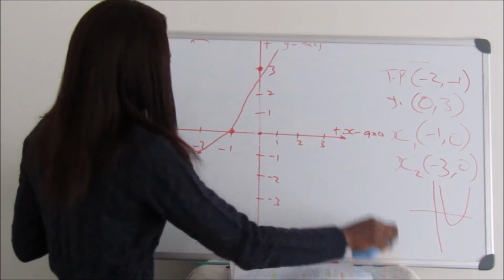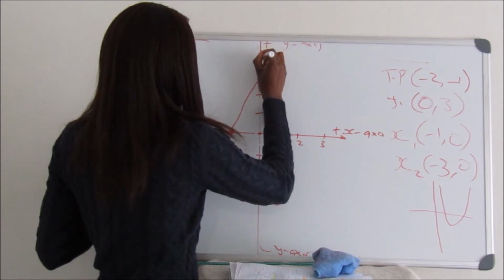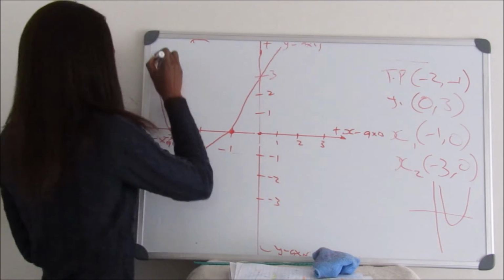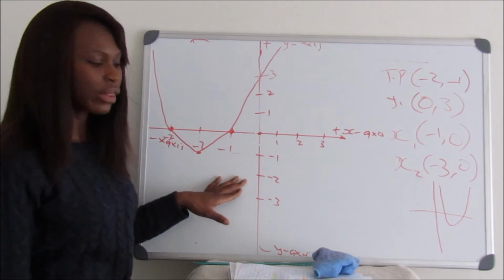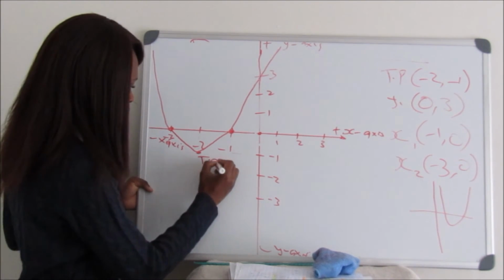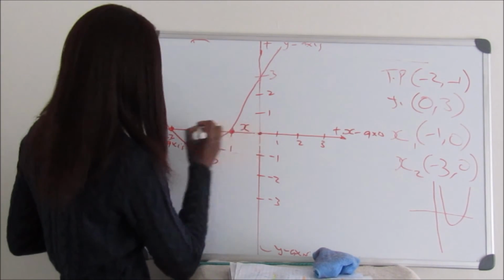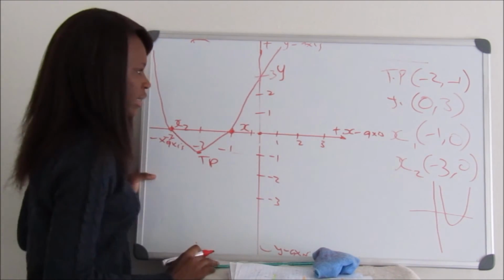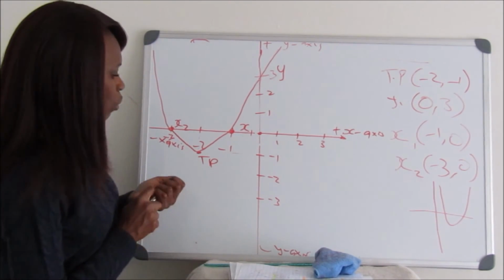Sorry. Okay, that means my 3 should have been somewhere here. This is 3. So our graph will go like this. This is not drawn to scale. I'm just showing you a rough sketch of how the graph will look if you draw it. This one is our turning point, (-2, -1). These are our x-intercepts, and this one is our y-intercept, (0, 3).